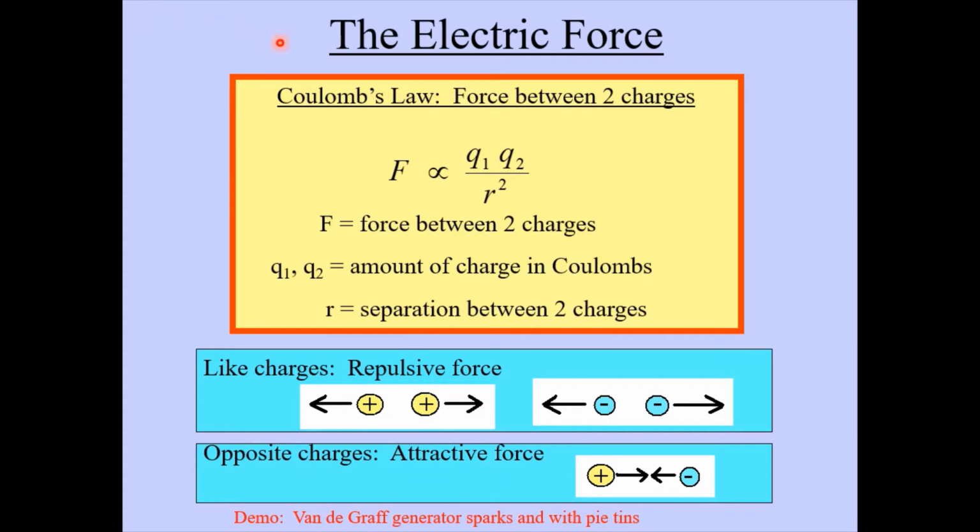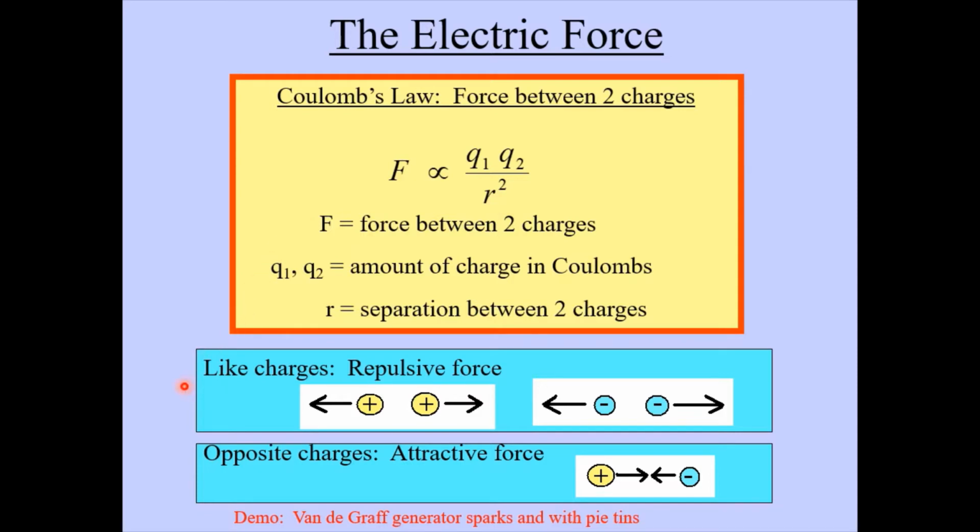One of the fundamental properties of electric charges is the existence of an electric force. And this is sometimes called the Coulomb force. And it's described by what is called Coulomb's law. It's the force between two electric charges. And the force is proportional to the product of the two charges, Q1 and Q2, divided by the square of the distance between them. That's what R is. So F is the force between two charges.